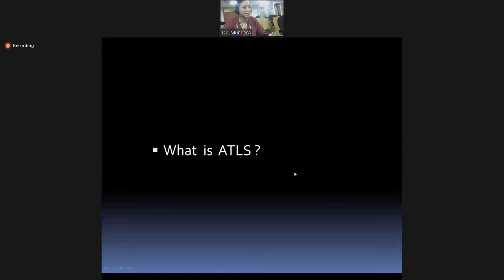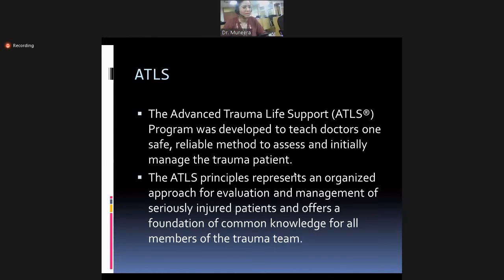The advanced trauma life support program was developed to teach doctors one safe, reliable method to assess and initially manage trauma patients. The ATLS principles represent an organized approach for evaluation and management of seriously injured patients and offer a foundation of common knowledge for all members of the trauma team. Right? What is a quick way to assess the patient in 10 seconds? Students, please write down in your chat boxes.